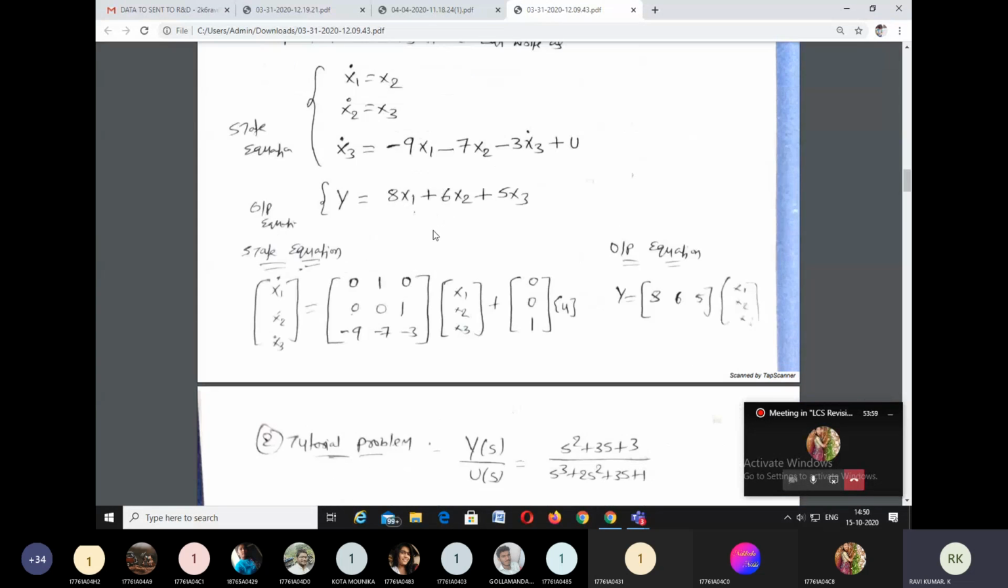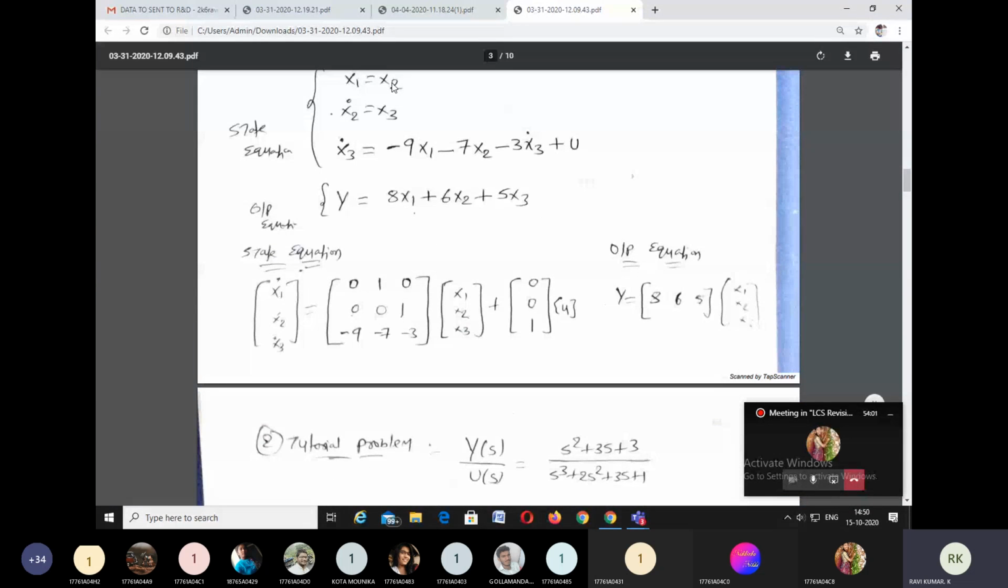So by using this, we can write x1 dot is equal to x2, that's why I have written 1 for x2. x2 dot is equal to x3, so I have written 1 for x3 here. And x3 dot is equal to minus 9, minus 7, minus 3 times x1, x2, x3. So this is the x dot is equal to Ax plus Bu form, the state equation. And y is equal to Cx plus Du. In y, no u term is there, that's why D is 0, and C is 8x1 plus 6x2 plus 5x3, that is 8, 6, 5 times x1, x2, x3. That is the point.